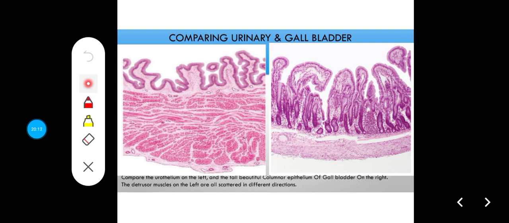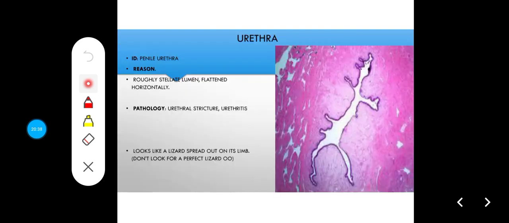So that's it for the urinary bladder. You should always look out for the detrusor layer to help you identify the urinary bladder on histology. Also remember to name the urinary bladder in full, same as the gallbladder. Don't just end at bladder as the name or the ID. Now the next one is the urethra. The urethra is what conducts urine from the urinary bladder to the outside world.